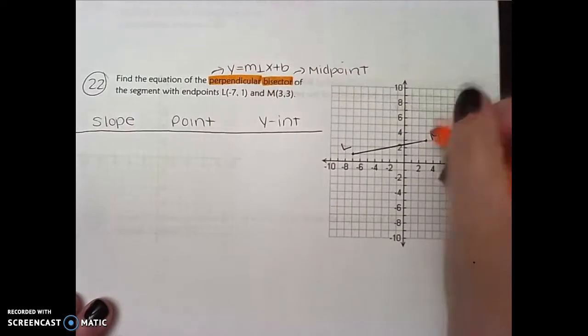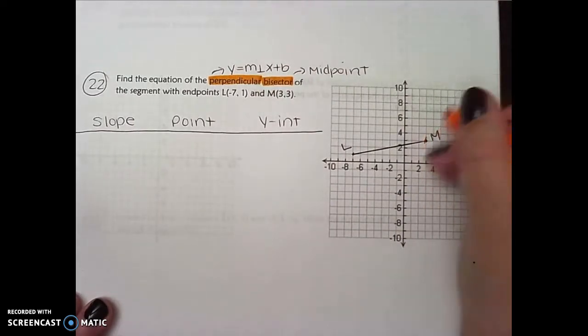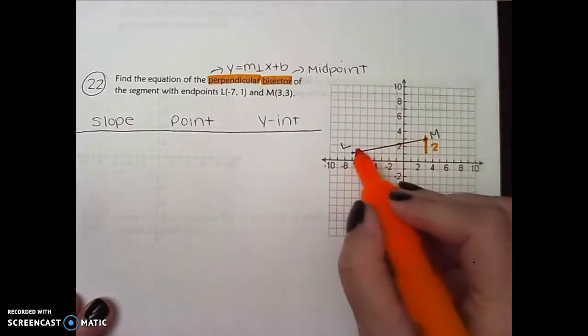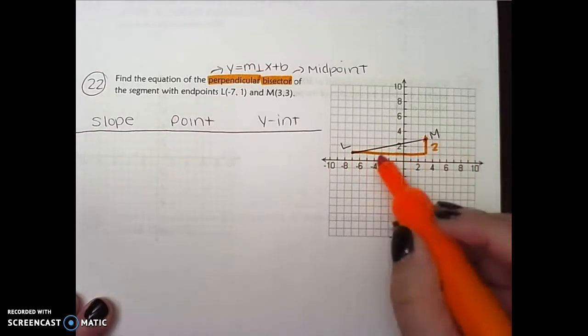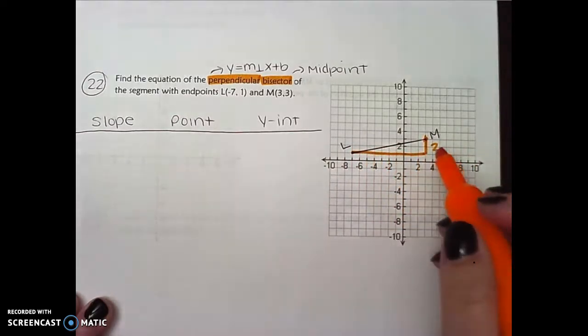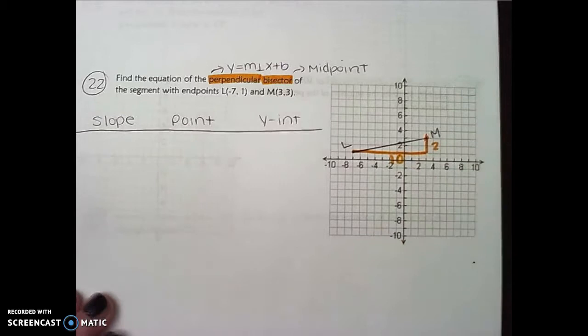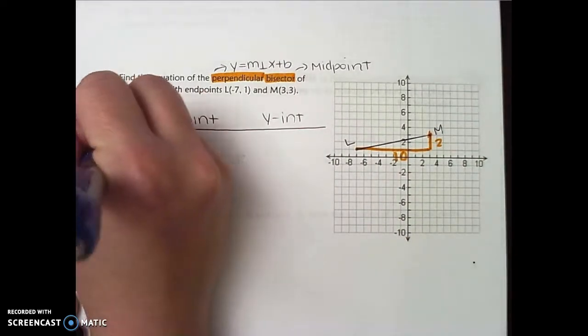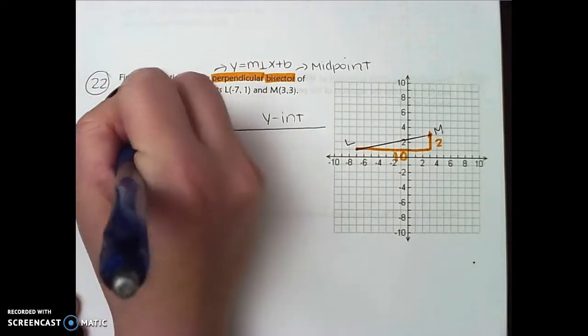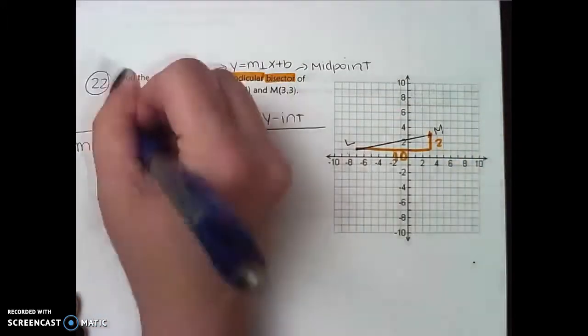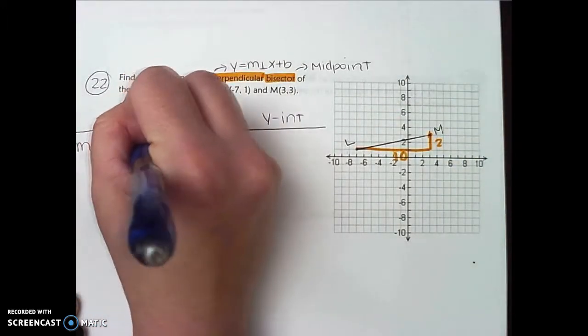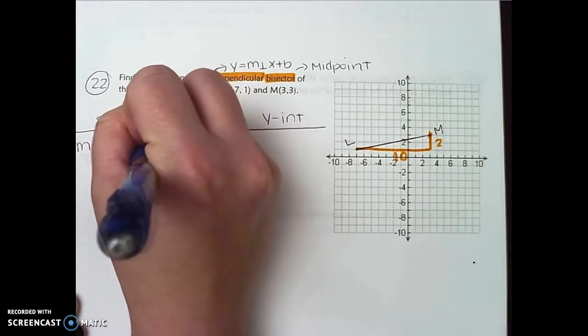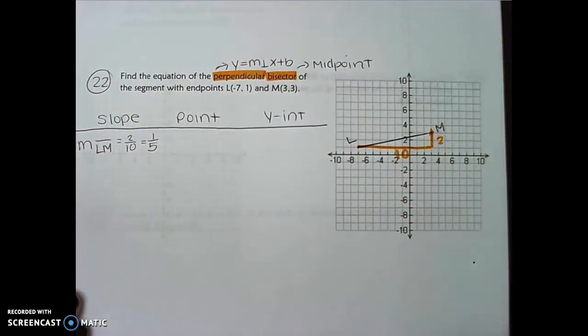Okay, I have a vertical change of 2 and a horizontal change of 10. So the slope of segment LM is equal to, and this is definitely a positive slope, 2 over 10, which is equivalent to 1 over 5. I could check that in my calculator.